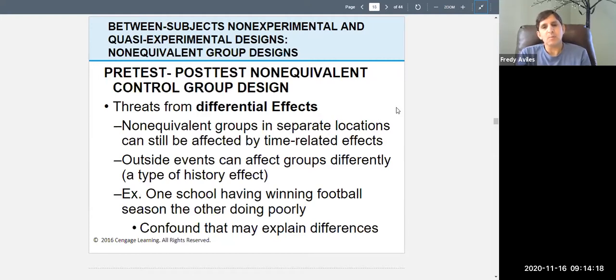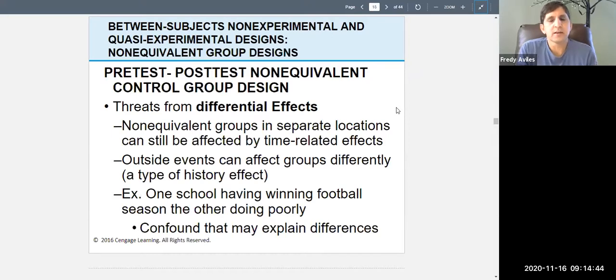Let's say an example might be one school having a winning football season and the other one doing poorly. So let's say you're testing the self-esteem in two different schools. You check the self-esteem before treatment, and then one of the schools has the treatment, and the other one does not. Well, what if something else happens to one of the schools?